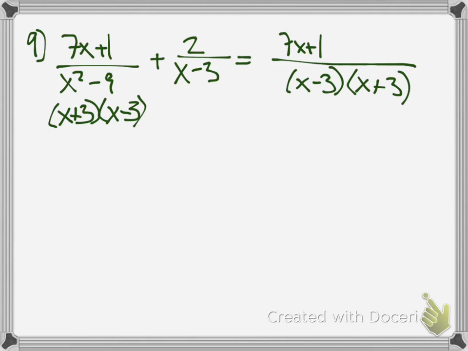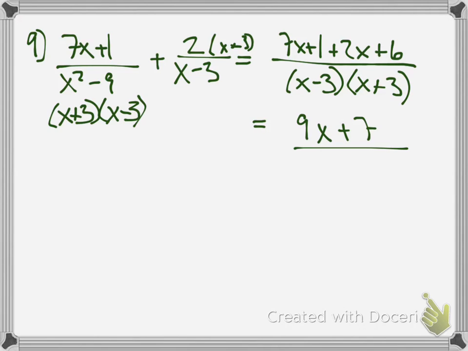The second one is missing the x plus 3, so that means I have to multiply 2 times the x plus 3, which would give me 2x plus 6, and then you combine your like terms. 7 plus 2 is 9, 1 plus 6 is 7, put that over the x minus 3, x plus 3, and you are done.